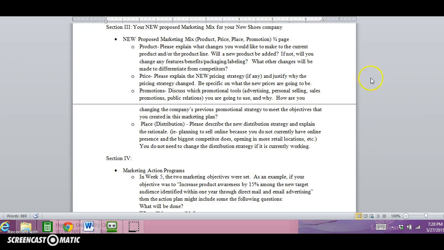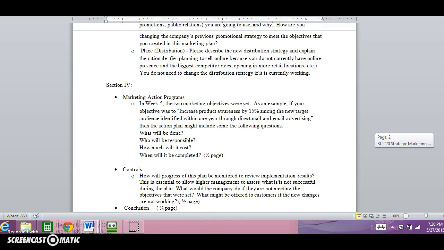Part 4, Marketing Actions Programs. In week 5, you were to set 2 objectives. And in this part of the assignment, you're going to discuss those. So, for example, if your objective was to increase product awareness by 15% amongst your new target audience, identified within 1 year through direct mail and email advertising, then your action plan might include the following questions. What will be done to accomplish this? Who will be responsible for accomplishing this? How much will it cost to accomplish this? And when it will be completed? So those questions should be addressed as part of the marketing actions program, which is a direct result of the objectives that you set in week 5. That section is 1/2 the page.